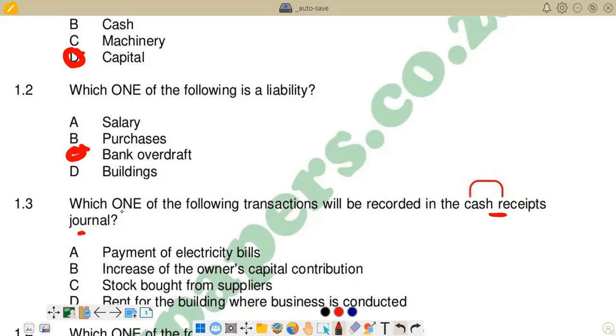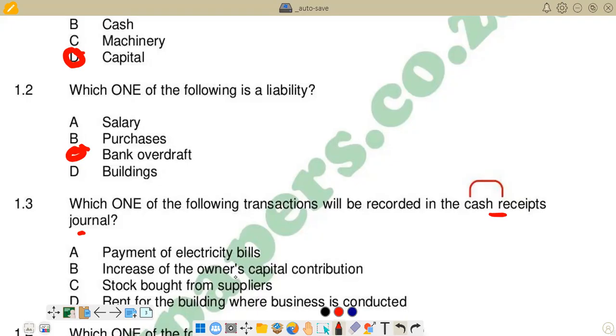The responses that we have there: payment of electricity bills, increase of the owner's capital contribution, stock bought from suppliers, rent for the building where business is conducted. Remember the explanation that we have for the cash receipts journal, we are saying we are receiving money. So if you look at payment of electricity bills, money is actually going out. So this one is not part of a receipt. The increase of the owner's capital contribution: when the owner increases the capital contribution, the money is getting into the business.